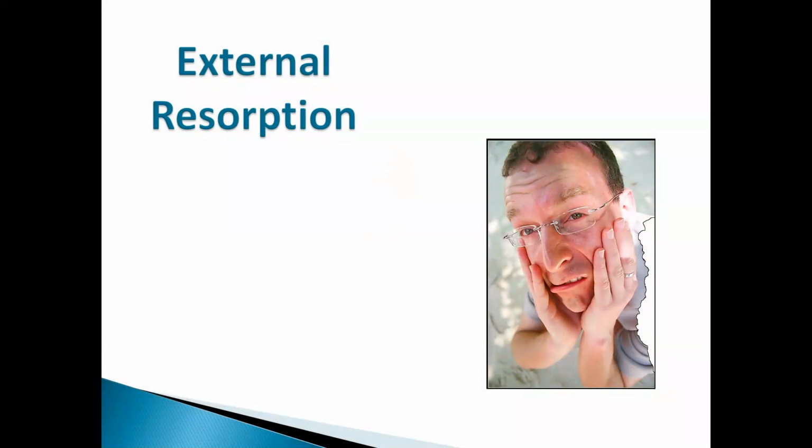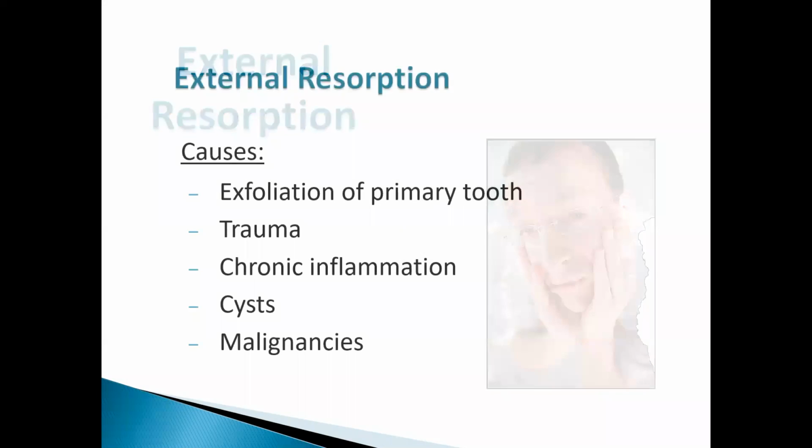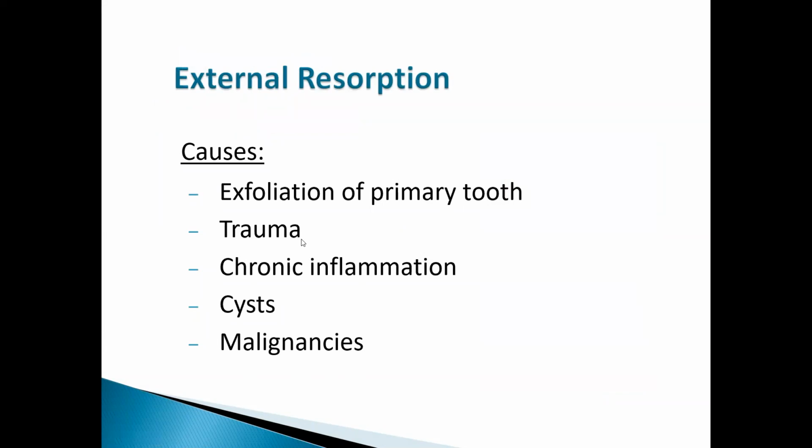External resorption. External resorption is resorbing the outside of the root. So when we look at external resorption, you're probably familiar with this because when we exfoliate or lose baby teeth, the roots shorten up, and next thing you know, the tooth's gone. So that's a normal external resorption.